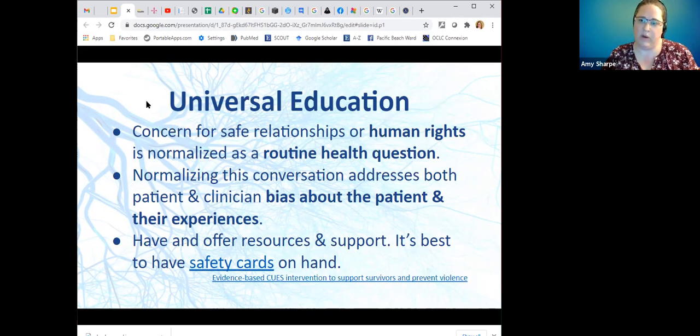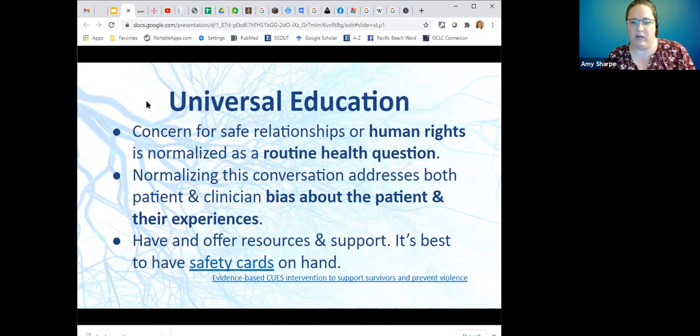What they really need to know about is what their rights are, so that they know that it's safe and okay and wanted for them to ask for help. And also normalizing this conversation addresses biases of both the patient and clinician about their experiences. A lot of survivors of trafficking didn't recognize in the moment that that was their experience. And some of the jargon that we would use wouldn't help them identify that. And so appropriate, culturally sensitive education makes a difference.